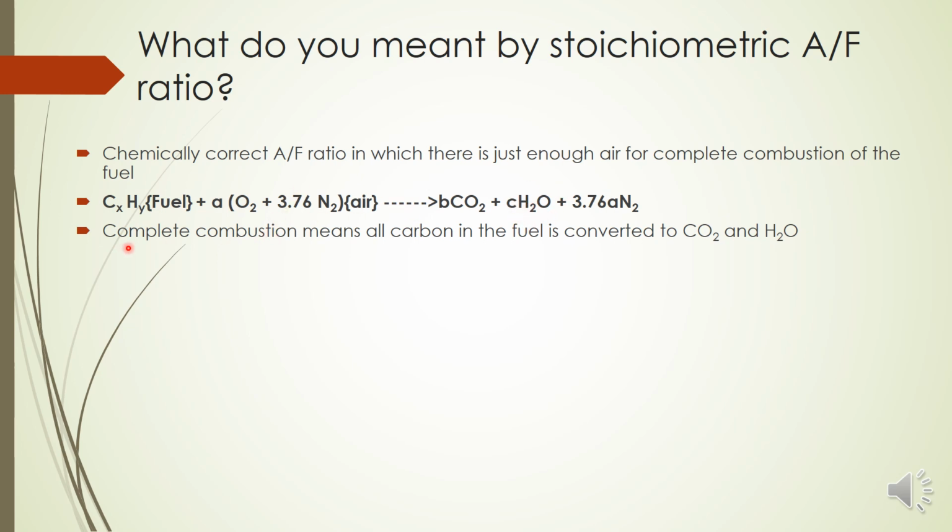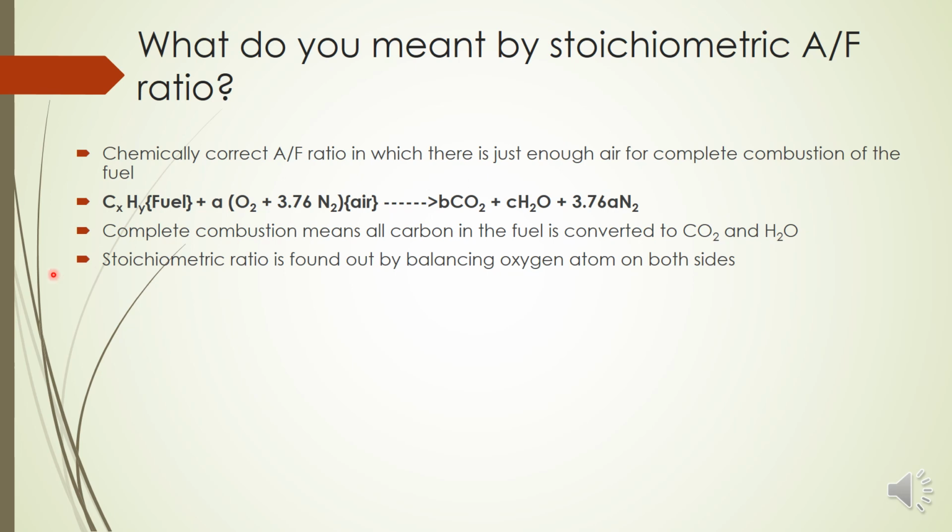Then finally balance the oxygen atom. On the left side we have 2a and on the right side we have 2b plus c. Already you know the values of b and c, so substitute. Like that you can find out all the numbers of moles. Just by balancing the oxygen atom on both sides, we will get this a value. Then we can find out the mass of air by mass of fuel by using the molecular weight of air and fuel. That is the procedure for stoichiometric ratio.